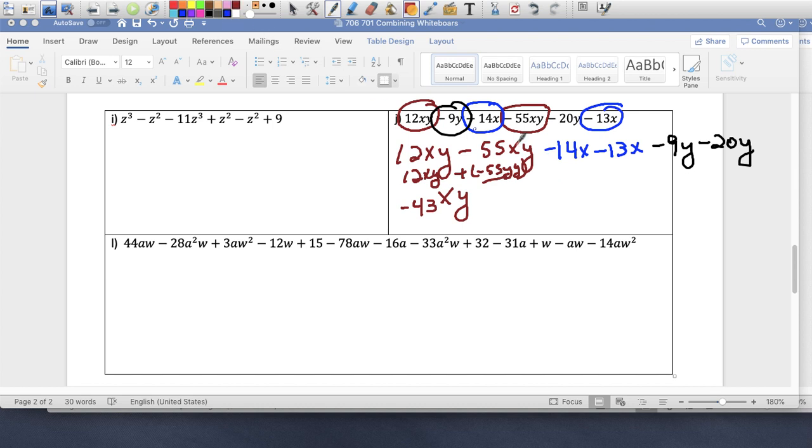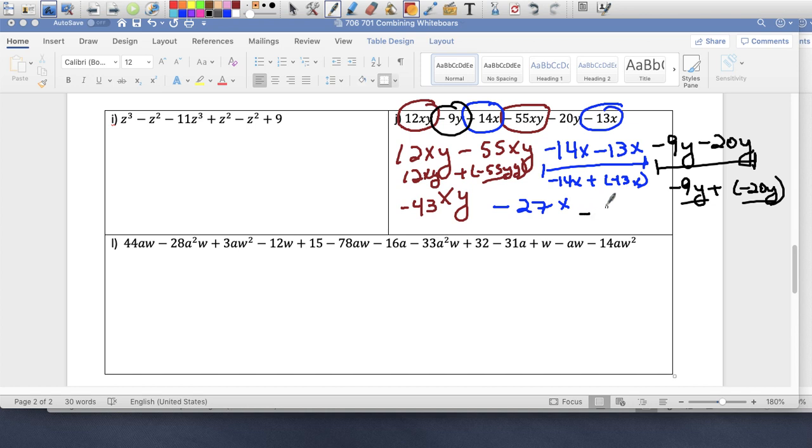Let's do the blues. Negative 14 and negative 13, right? So I'll do this right here. Negative 14x plus negative 13x. They're both negative, so it's going to be negative 27x. And for last, these two fellows over here. Negative 9y plus negative 20y. They're both negatives again. So we add them, and we get negative 29y. So this is my final answer.